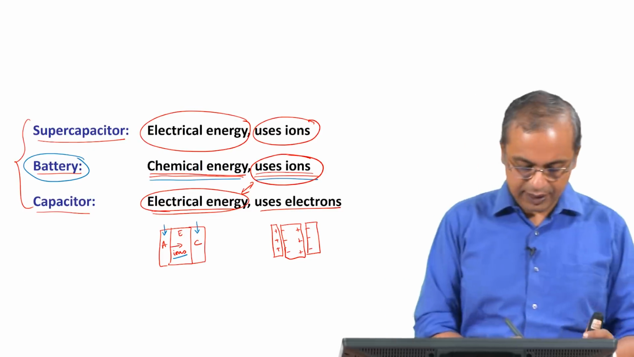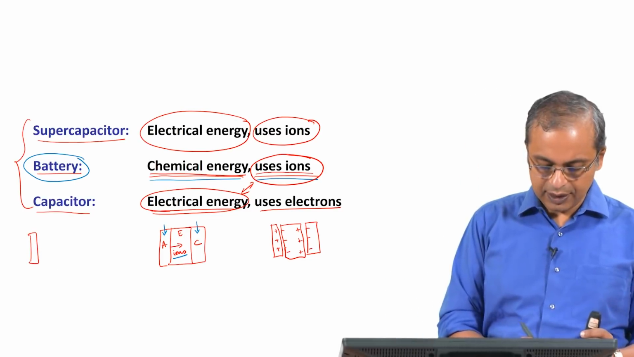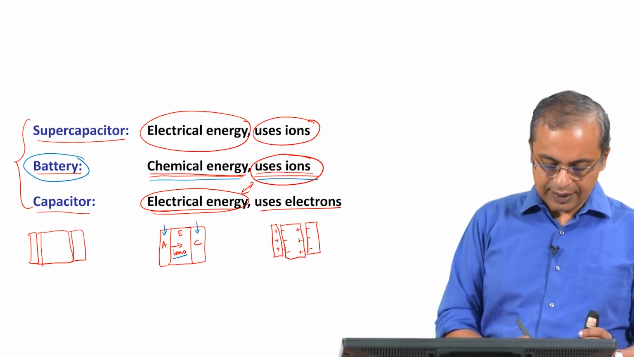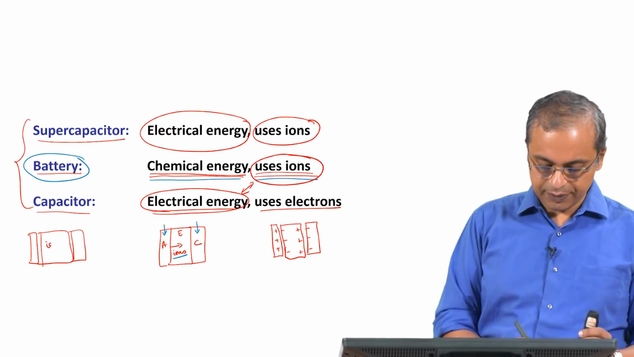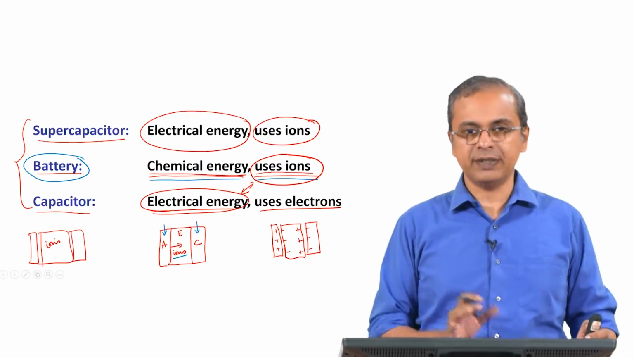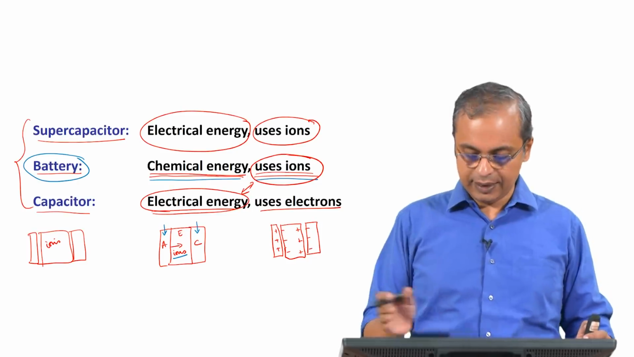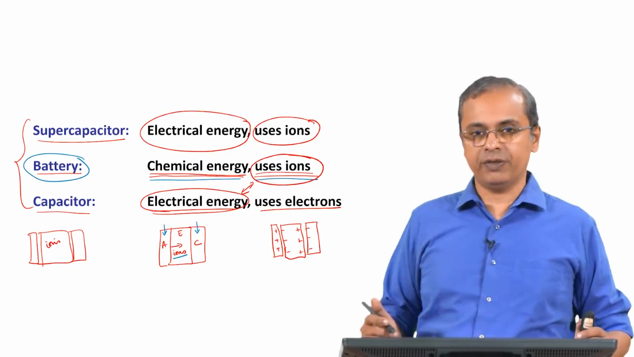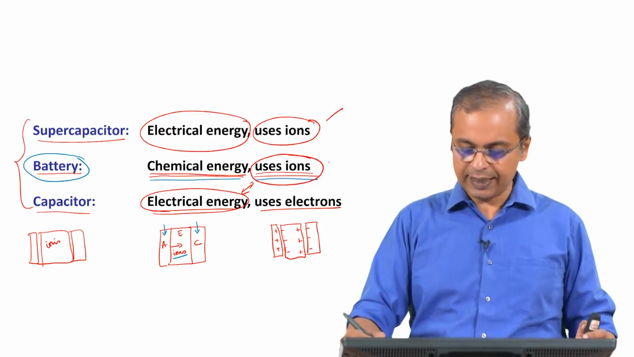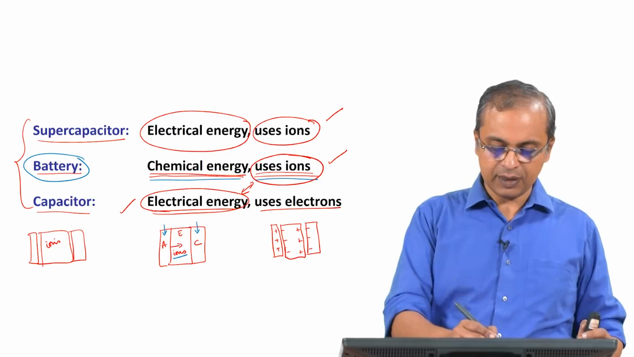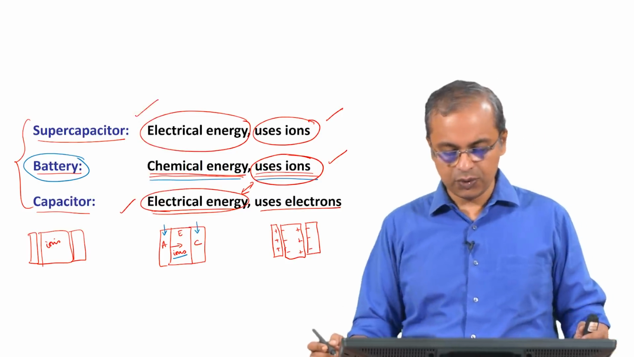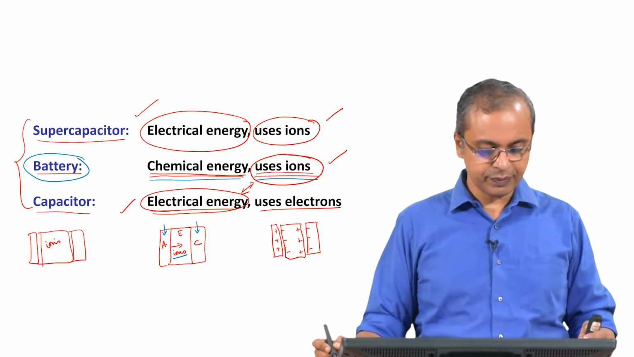Okay. So, you have a similar thing, you have some electrode structure, something in the middle and another electrode structure, and then you have ions here. And that is how the supercapacitor is functioning. We will see that functioning in more detail in just a moment, but this is how the three of them differ. The supercapacitor uses ions just the way a battery does, and it stores electrical energy just the way a capacitor does. Okay, so this is the idea.